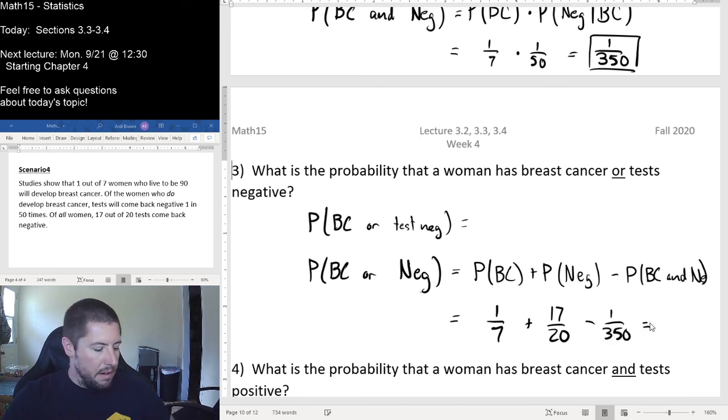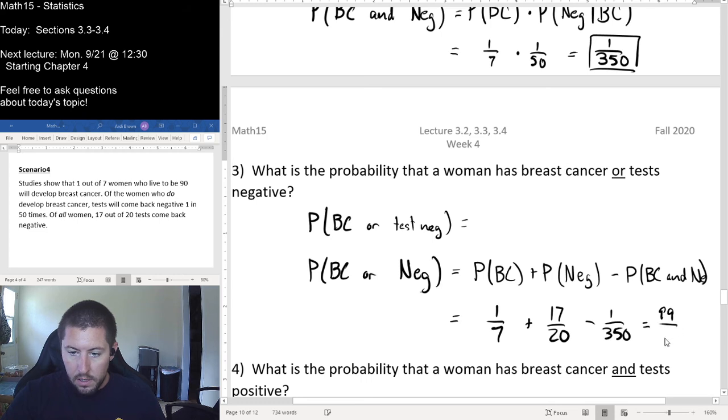This looks like it's going to be a bit of a bummer of a fraction, but that's what we have all got our calculators for. 1 divided by 7 plus 17 divided by 20 minus 1 divided by 350. And I'm going to have it convert this thing into a fraction for me. Wow, really? Oh my gosh, that works out incredibly nice. That worked out to exactly 99 out of 100, which is 0.99, or 99%.